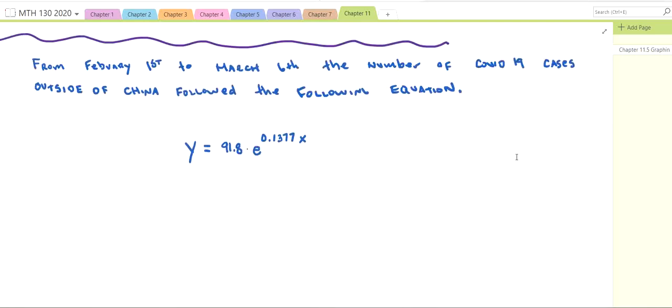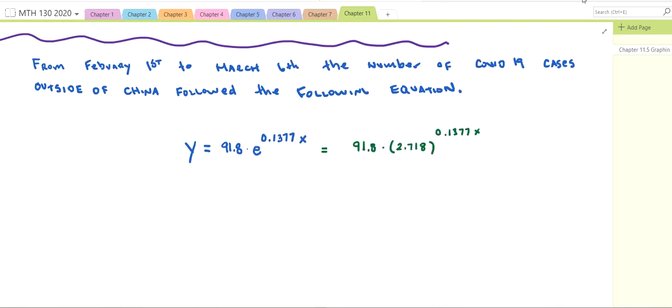Okay, let's look at a different type of equation. From February 1st to March 6th of this year, the number of COVID-19 cases outside of China followed the following equation. So the way we would describe this is 91.8 times e raised to the power of 0.1377 times x. So this 0.1377 times x is in the exponent. I can rewrite this equation.